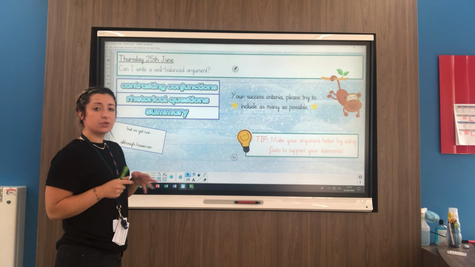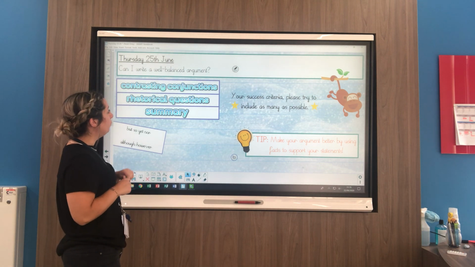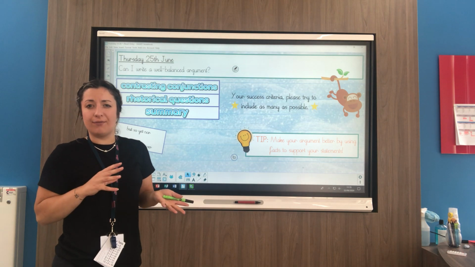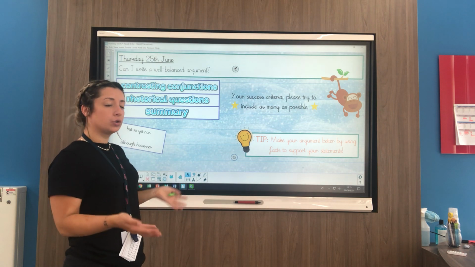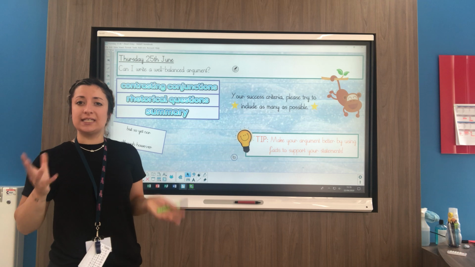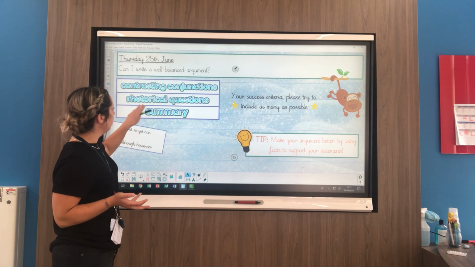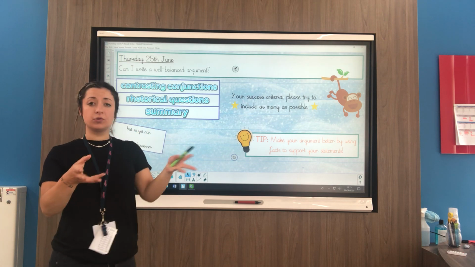Now, thinking about your success criteria, we want to see some contrasting conjunctions. So I want to see however, on the other hand, or some might say, just so you can see both views, with the good points and the bad points. Rhetorical questions: I want you to draw the reader in.